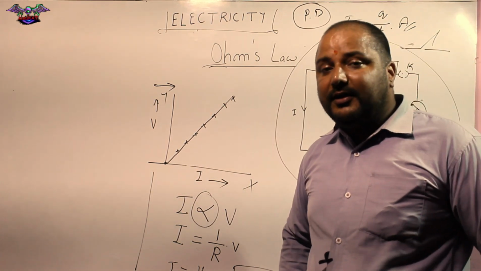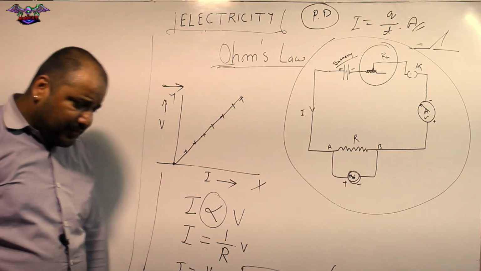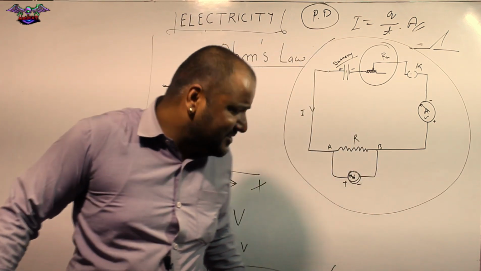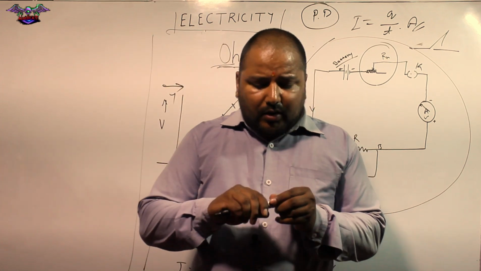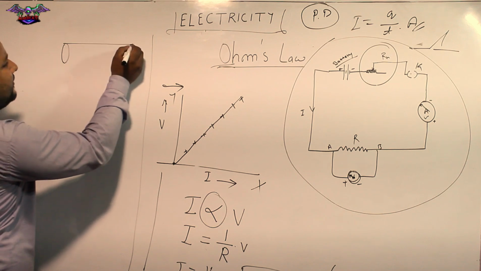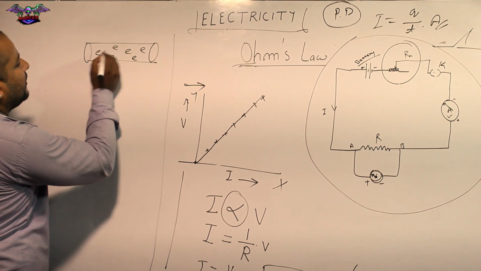Understood? If you have any problem, then discuss in the comment section. Okay. In physical significance, what is the physical significance of the resistance? We know very well. We understood that there is a metal, and free electrons are moving.